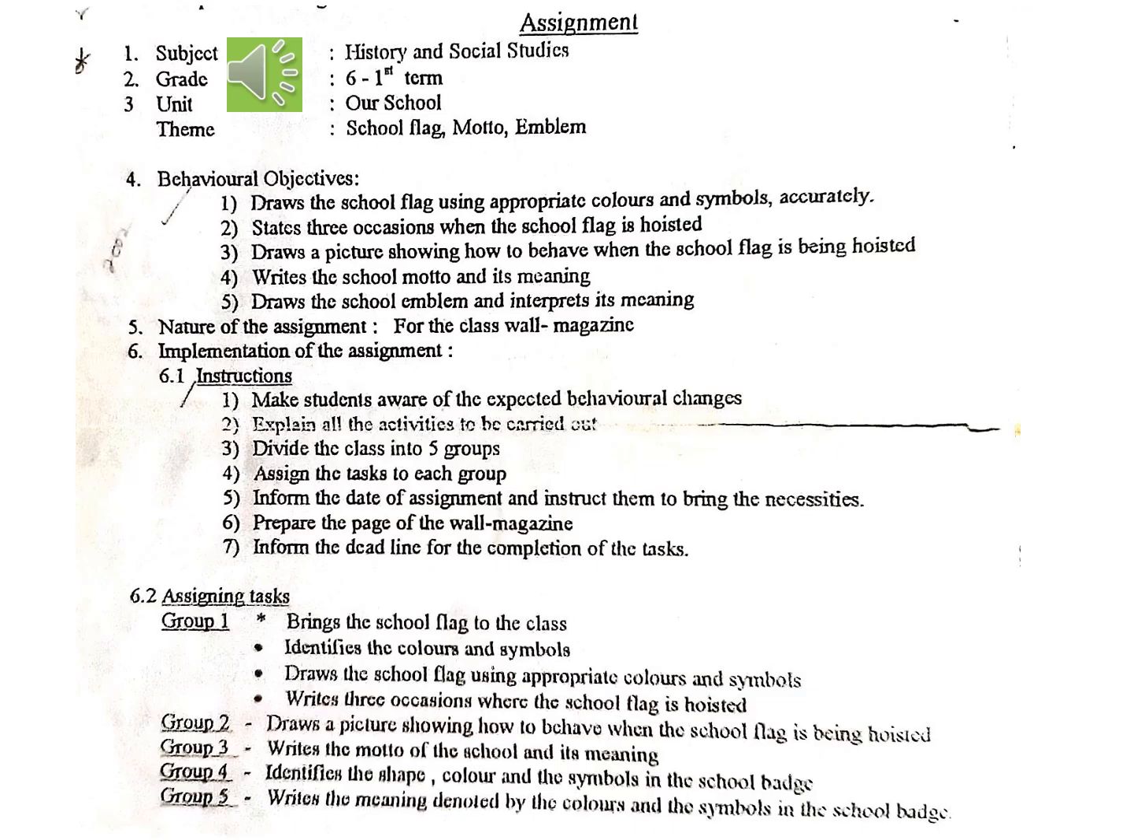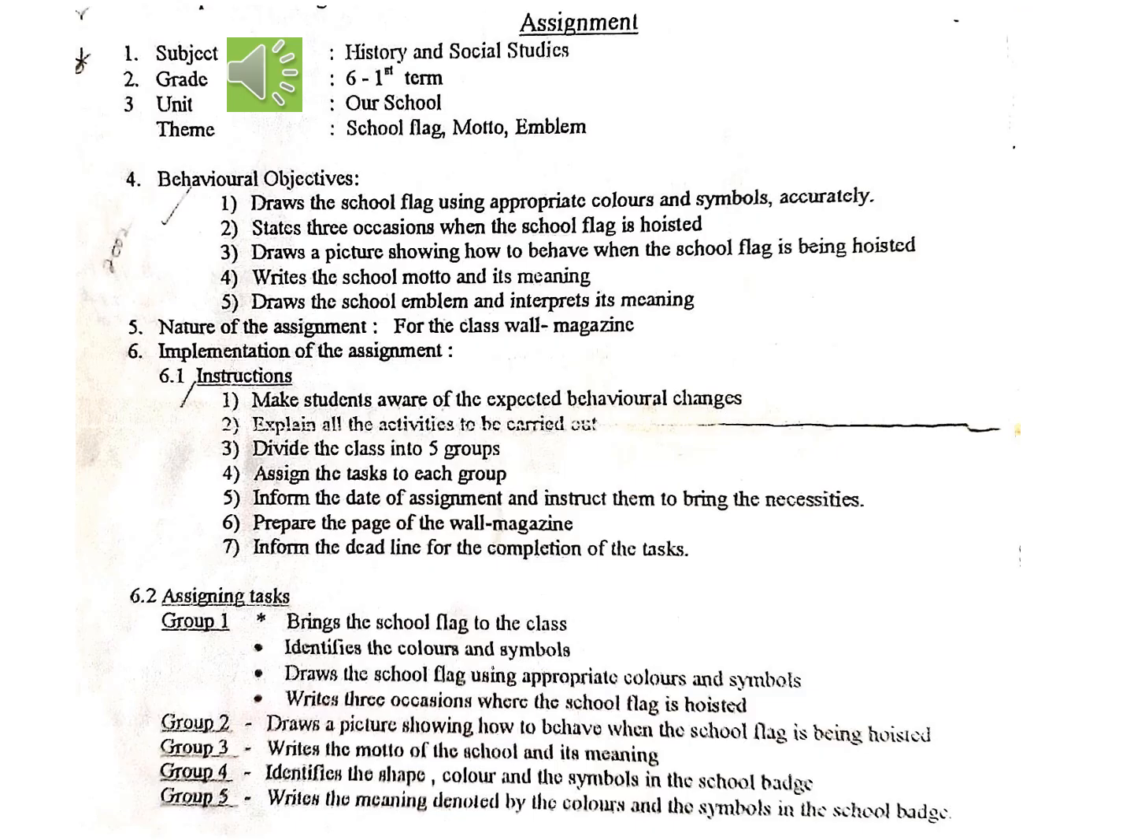Number 5, nature of the assignment. Now according to this is the wall magazine, right? A page in the wall magazine. Number 6, implementation. How you carry out this. First you will have to give the instructions. That's 6.1. 6.2 is assigning the tasks, right? Now we'll go through the first one, 6.1, instructions.